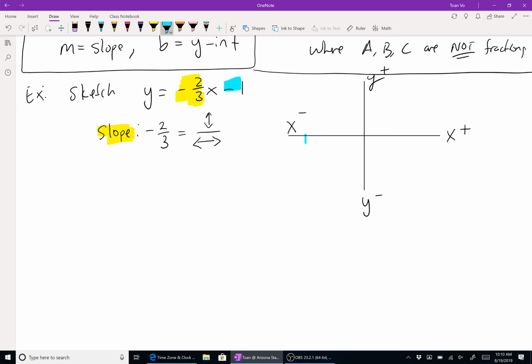Back to our example. A y-intercept of negative 1 tells us our starting number. So to graph it, you graph the y-intercept, and then you listen to your slope. So let's go ahead and sketch this guy.